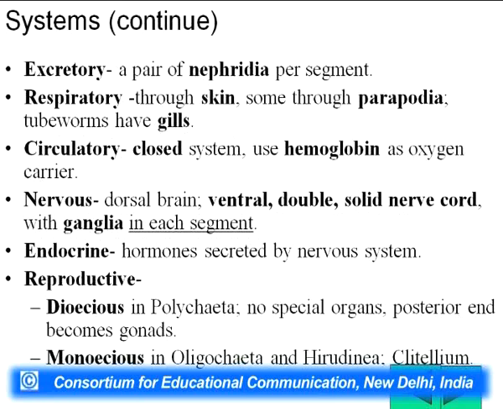If we talk about the different systems, like the excretory system, they have structures responsible for excretion called nephridia. And as I told you, the body of an annelid is made up of a number of segments, and generally every body segment has one pair of nephridia.